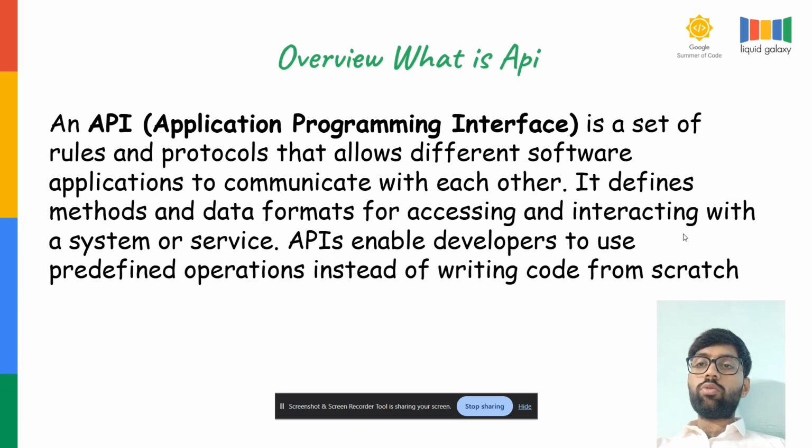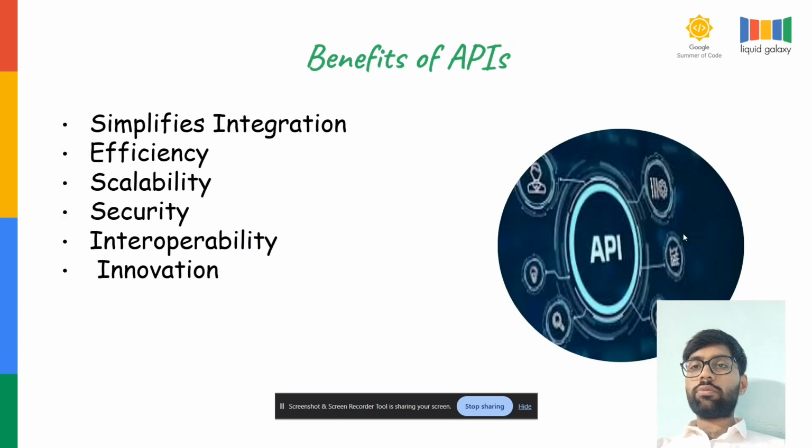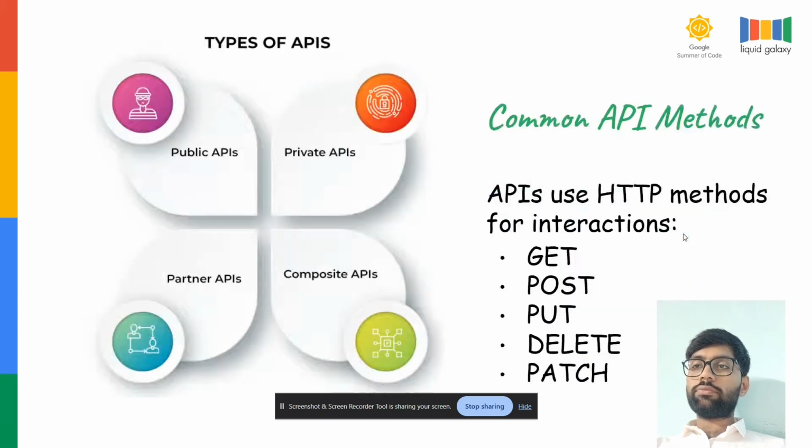Now, why are APIs needed? APIs are needed, as I told, as a gateway. Developers use APIs for different policies, content, and more. Now, what are the benefits of APIs? APIs are easily integratable, efficient, and scalable. They provide security for our data, and interoperability and innovation for the consumer.